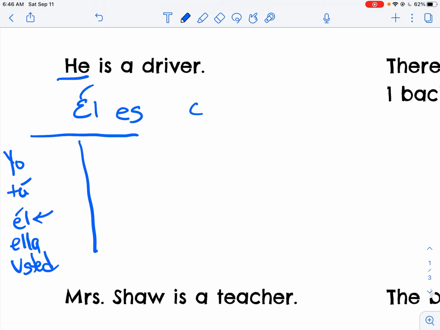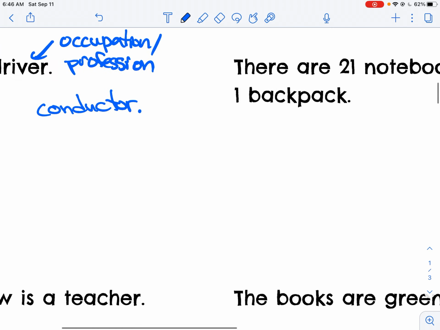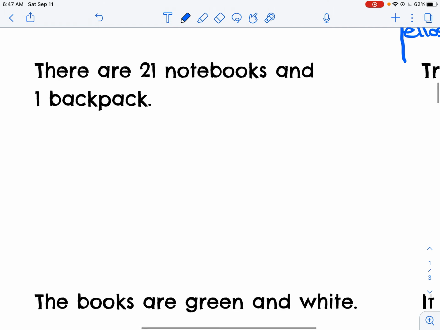Es. Now, driver. Conductor. Why is it not conductora? Because he is masculine. Also, because this is an occupation or profession, it does not get this in Spanish. Does not get the indefinite article if it is an occupation or profession.